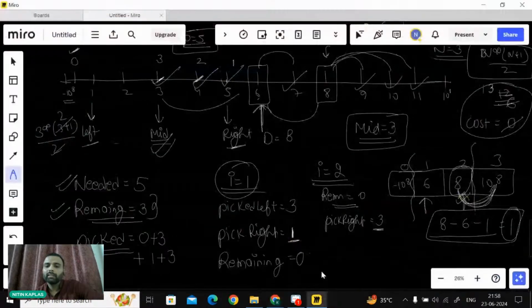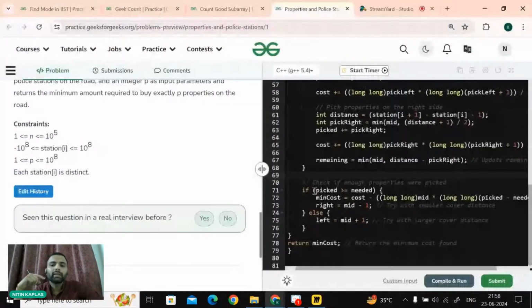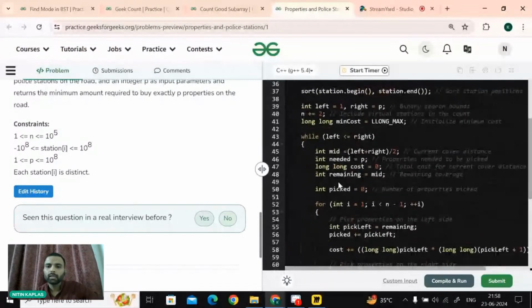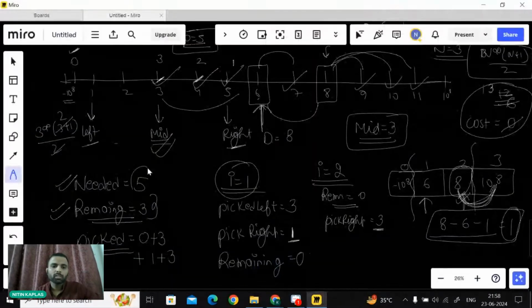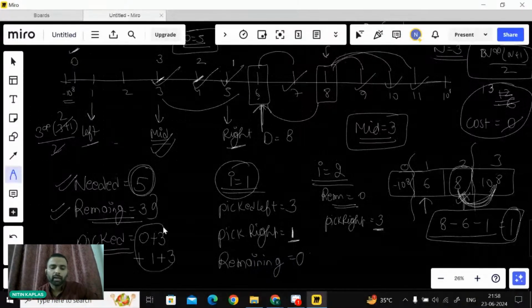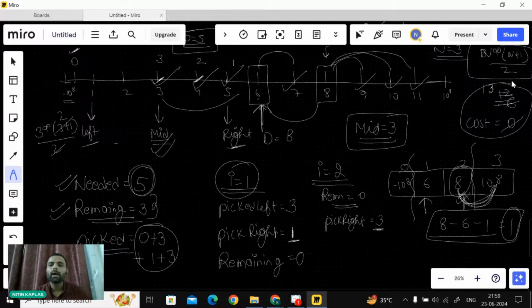And when you are in the if condition, if your picked is greater than your needed, as I already told you, here I am making a variable named needed. Needed equal to P. How much do I need? I need only 5 plots, but I buy 7 plots, right? It means that you have to sell that part. So I also just want to decrease my cost so that I can sell. Now think about it.